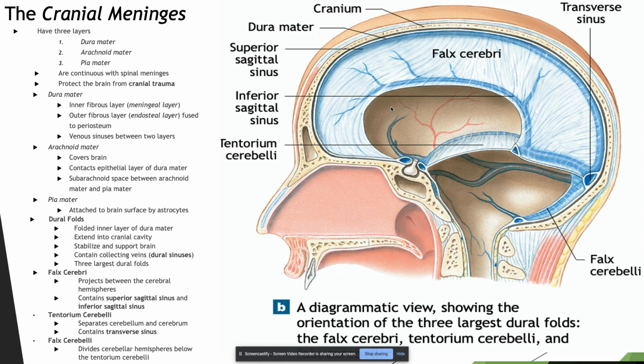So the layers that make up the cranial meninges, the cranial dura mater, the arachnoid mater, and the pia mater, are continuous with the spinal meninges. However, the cranial meninges have distinctive anatomical and functional characteristics. The dura mater consists of an outer layer and inner fibrous layers. The outer layer is fused to the periosteum of the cranial bones. As a result, there is no epidural space superficial to the dura mater, as occurs along the spinal cord.